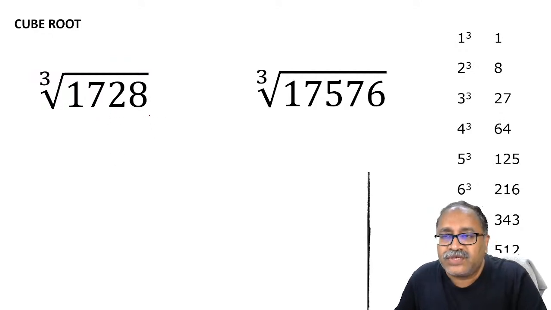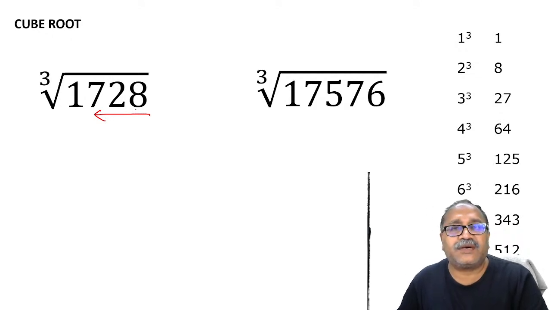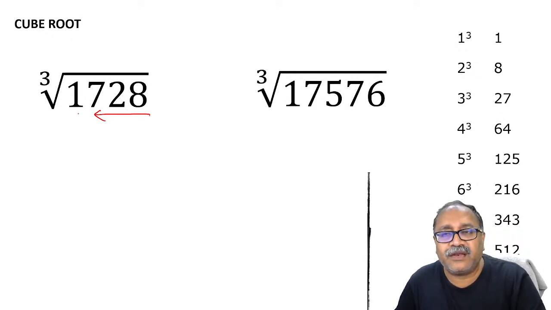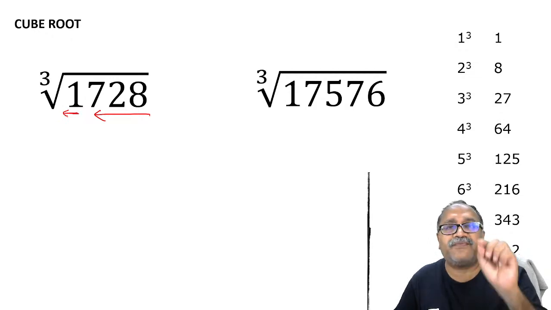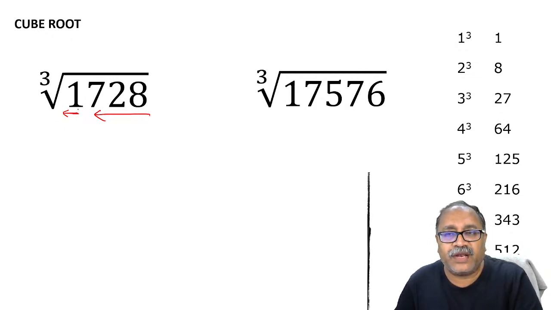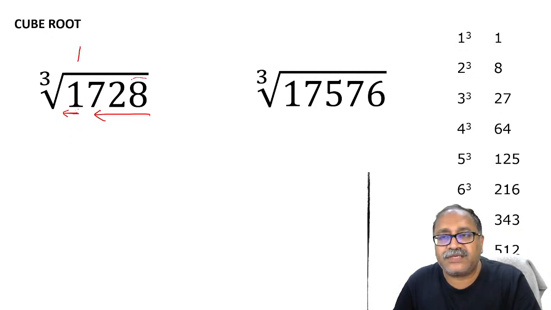Look at this one. From the left hand side, you take 3 digits as one set, and up to 3 digits you can take another set. This first set will fix my first number, and this 1 is equal to 1 cube. So my first number is 1. And what is my second number? The second number will be decided by the last digit. Here it is 8.